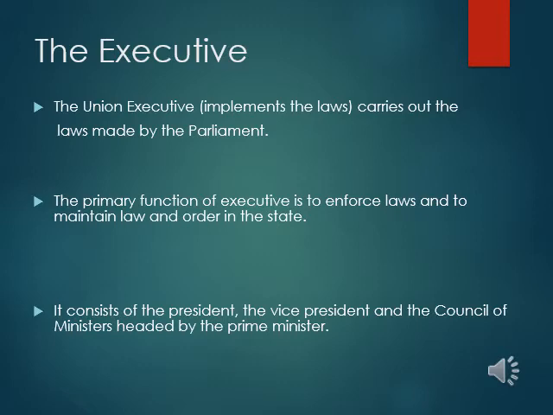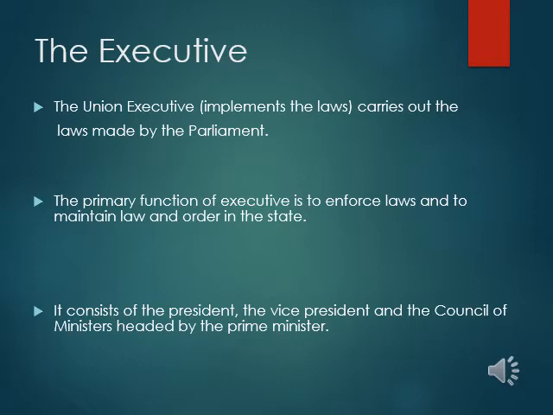Children, if you all remember, in our last session we discussed the legislature. Legislature means the highest law making authority of India, which is Parliament. Now we are going to discuss the second important branch or organ of the Indian government, that is the executive. The Union Executive is responsible for the implementation of laws; it carries out the laws made by the Parliament. It means Parliament makes laws and they are all implemented by the executive.